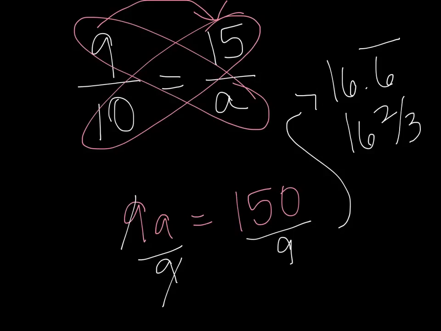So we can't take 9 times 16.6 repeating, because then we're estimating. And we know we don't want to do that. So here you had to use means and extremes. So choose the method that you like the best and solve it that way. Good luck. See you tomorrow.